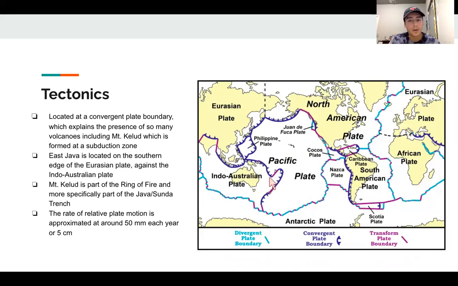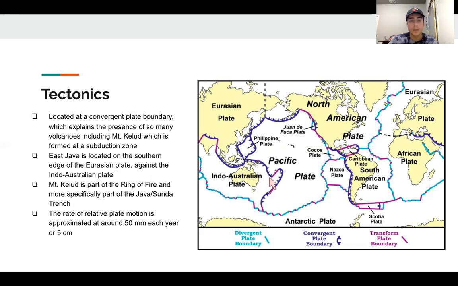So a little look at the tectonic plates. Indonesia is located at a convergent plate boundary, which explains the presence of many mountain ranges and volcanoes such as Mount Kelud, which are formed at subduction zones. East Java is located on the southern edge of the Eurasian plate against the Indo-Australian plate, as you can see at the left side of the map. And Mount Kelud is part of the Ring of Fire, which I'll show a picture of in a second, and more specifically part of the Java Trench.